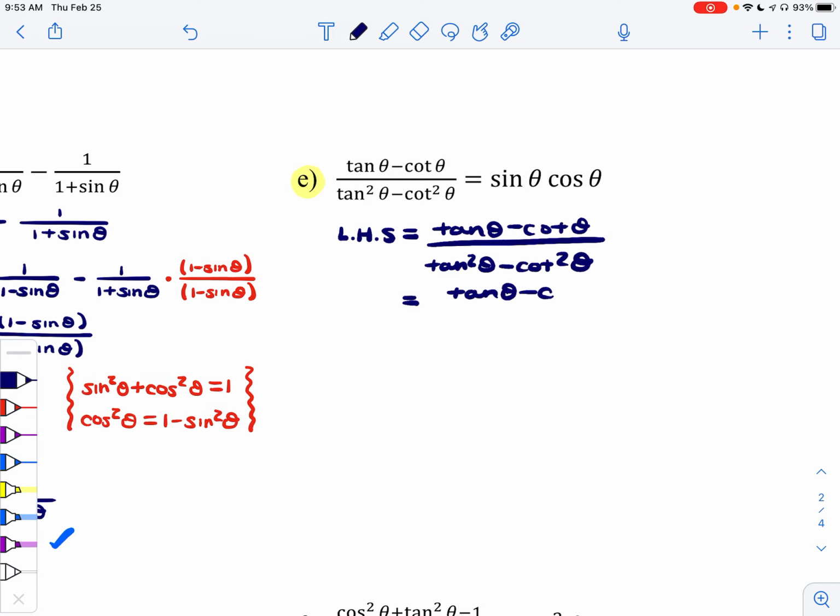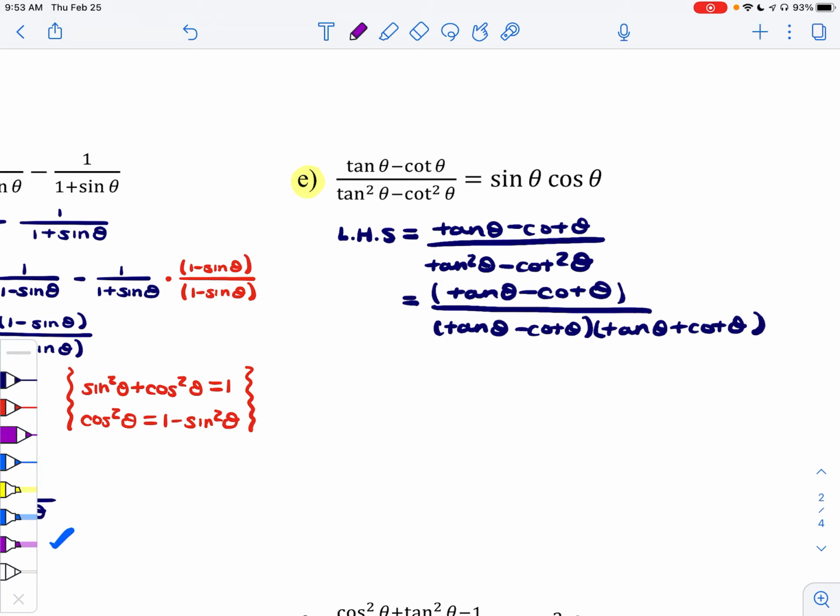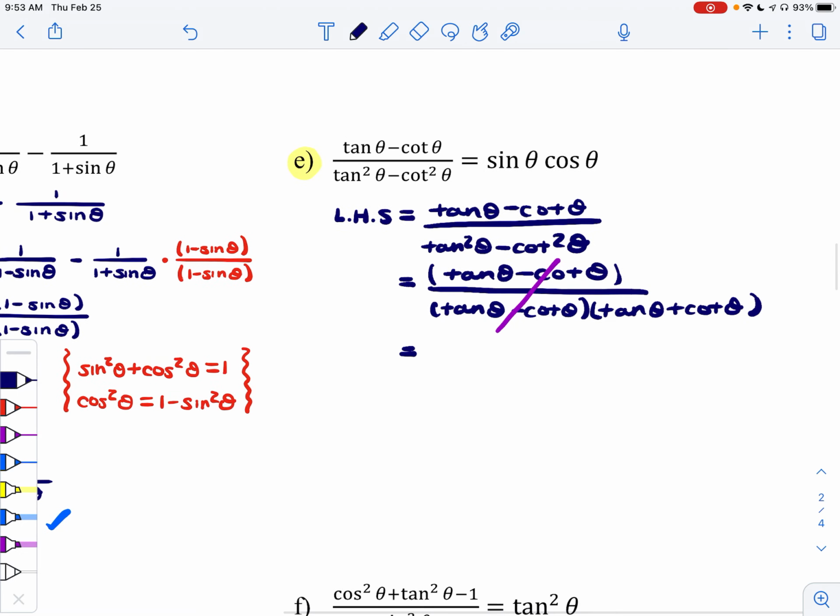Okay, so that's what I'm going to do here. I'm going to go ahead and factor out the denominator as tangent minus cotangent times tangent plus cotangent. And again, like I said, the reason why I'm doing that is because now we have a tangent minus cotangent in both the numerator and the denominator that we can then cancel out. So this simplifies down to 1 divided by tangent plus cotangent.